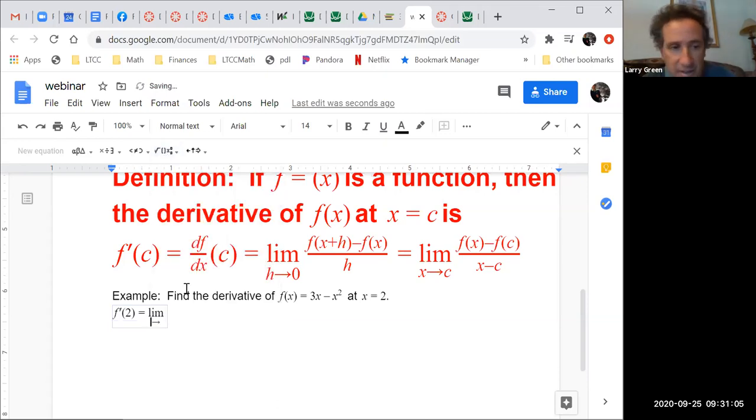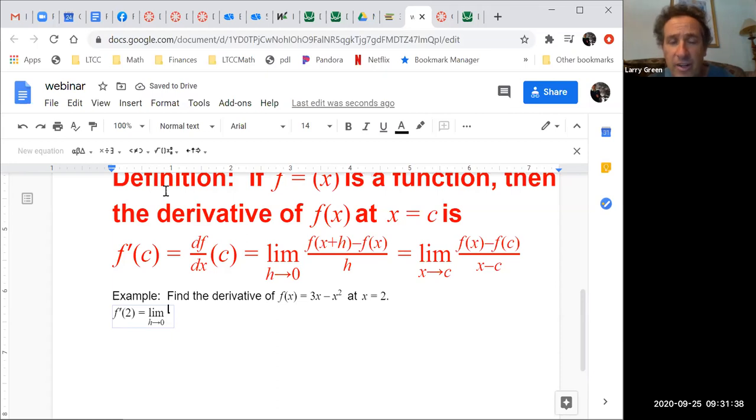as h approaches 0. I would say 90% of the time, the first limit up there is easier than the second to deal with. So I recommend trying f of x plus h minus f of x over h instead of f of x minus f of c over x minus c. It's typically easier. Okay, but let's do it. So the limit as h goes to 0, and then we do a fraction.